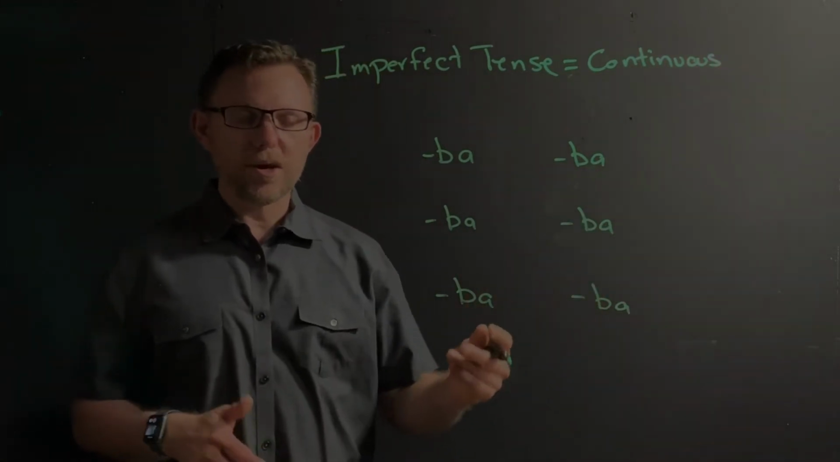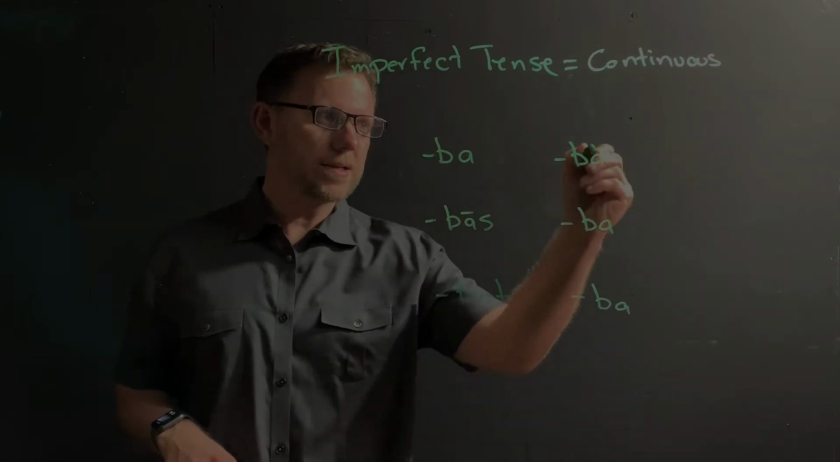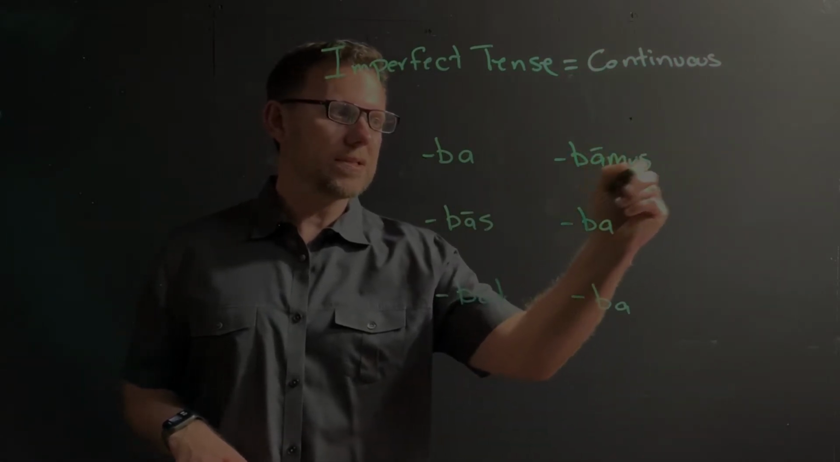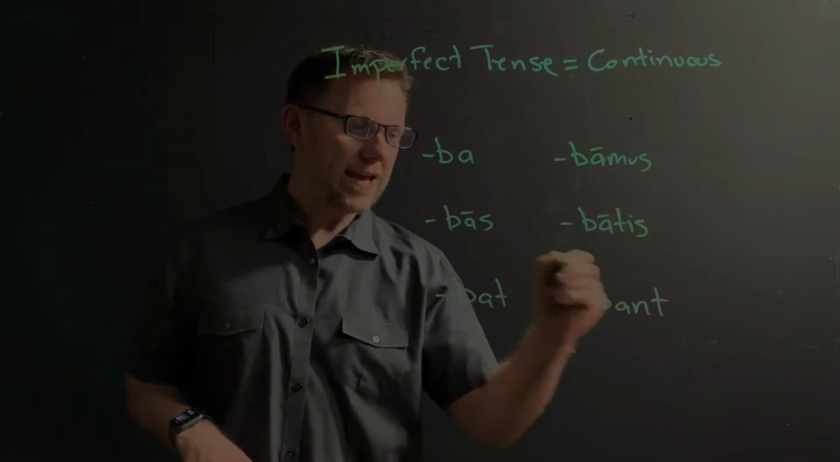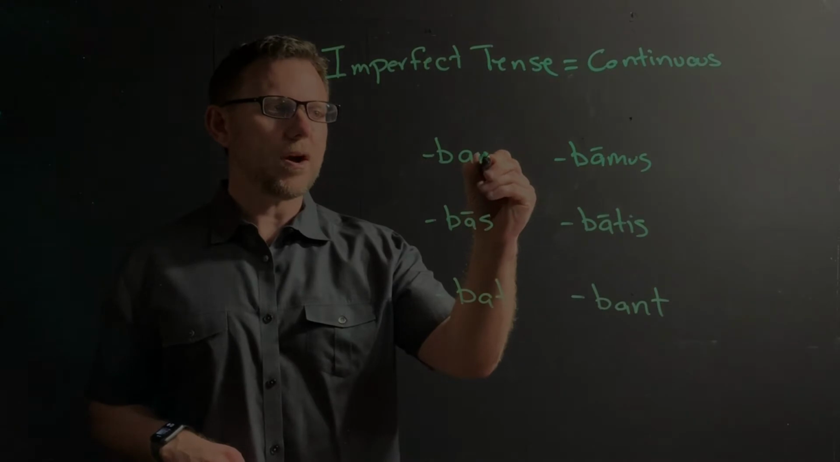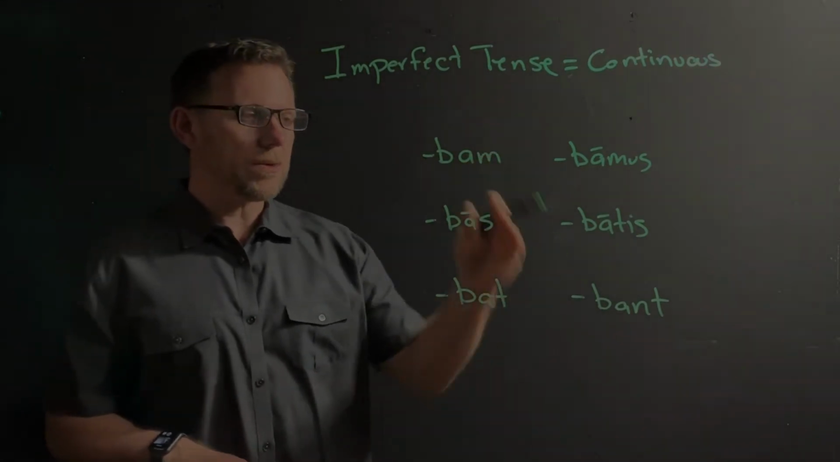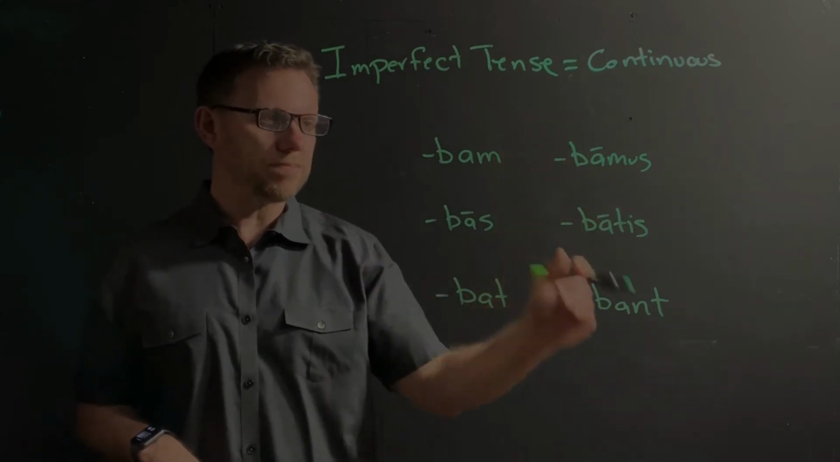Now for the most part, we're going to add the normal present tense endings: m, s, t, mus, tis, nt. But here, rather than an O, we have an M. So when we chant these, we say bam, bas, bat, bamus, batis, bant.